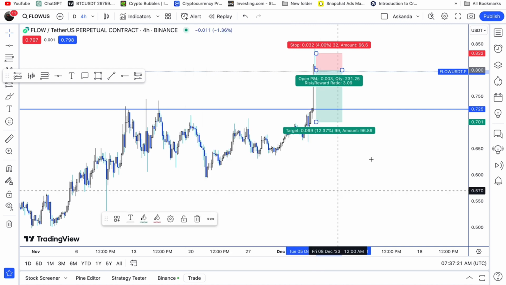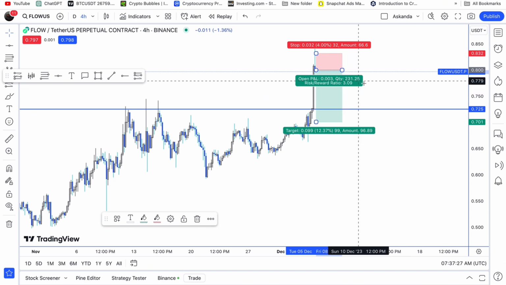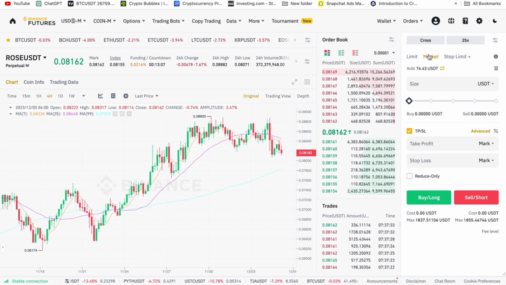So I'll double click here. This is the amount that I'm supposed to enter into my Binance Futures. So we have 231. That's the amount. So I'll go to my Binance here. Then I'll click here for sell. Let's just use the calculator section. Remember, the calculator is at the right hand side corner, just opposite the available balance.